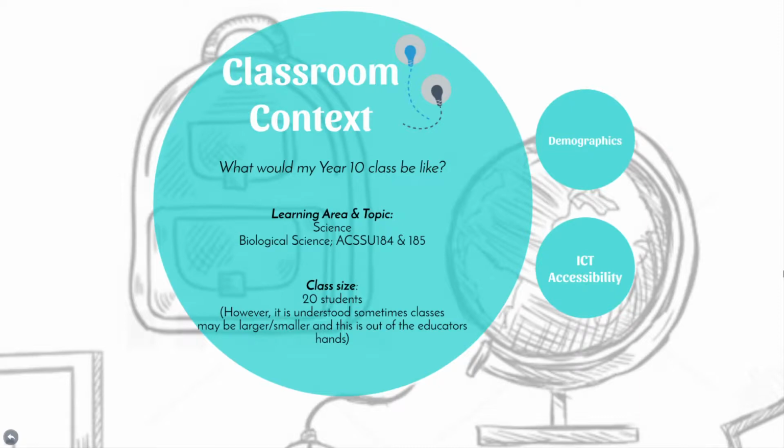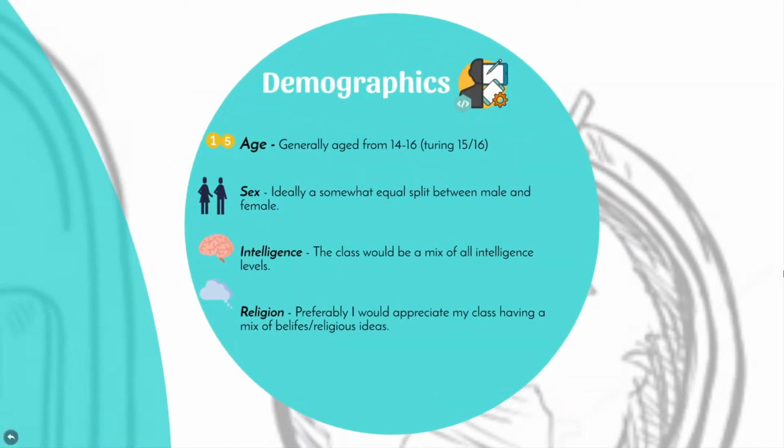The demographics I decided to address were that of age, sex, intelligence and religion. Age is somewhat out of my control as Year 10 students in Australia are generally aged between 14 to 16. Ideally, I would like a somewhat equal split between genders as male and female brains learn differently, as does every individual. Alongside this, different levels of intelligence are also unavoidable among students.